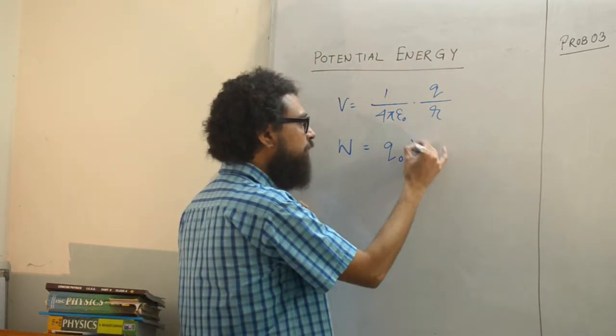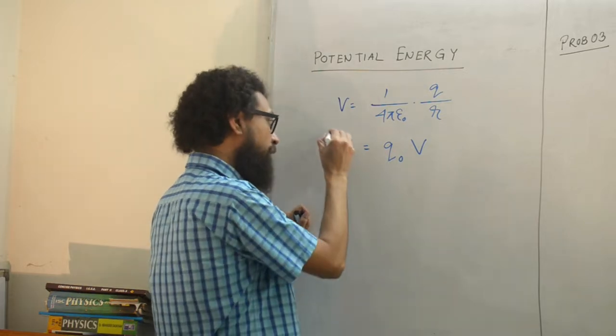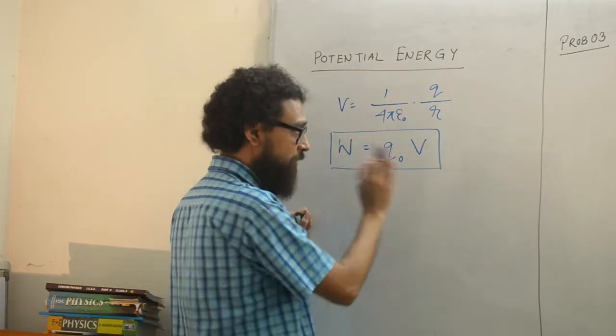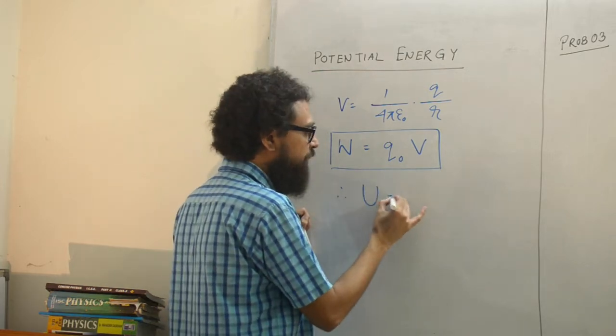So it is Q naught into V. Sure? Good. This expression is very important. Just now I'll tell you why, but do remember this. So in that way, what is potential energy then?